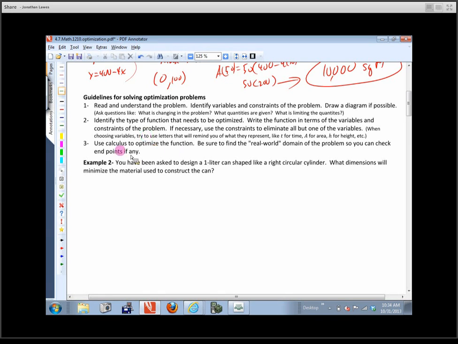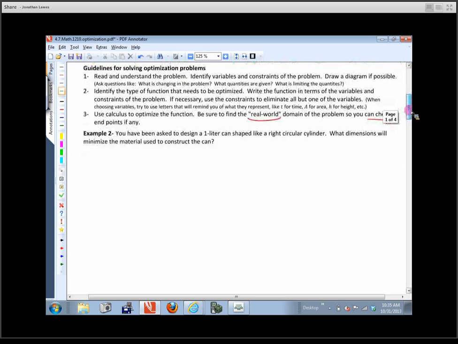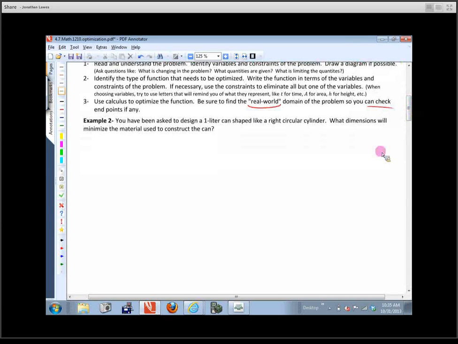Okay, and then use calculus to optimize the function. Be sure to think about what the real world domain is for the problem. Okay, that's why we didn't use 0 and we didn't use 100. There's no way we're going to maximize the area if that was what x was. Okay. But there are times where you'd want to check the endpoints, and I think we'll run into those in just a second. Okay? All right, so let's take a look at this problem.